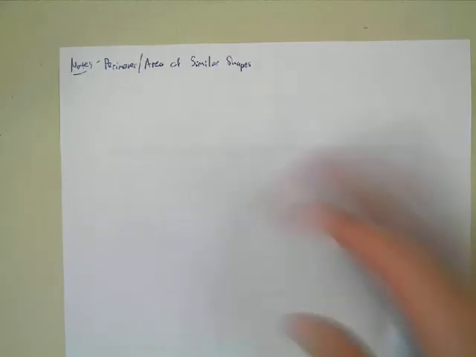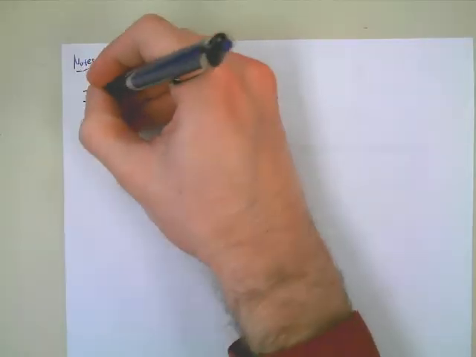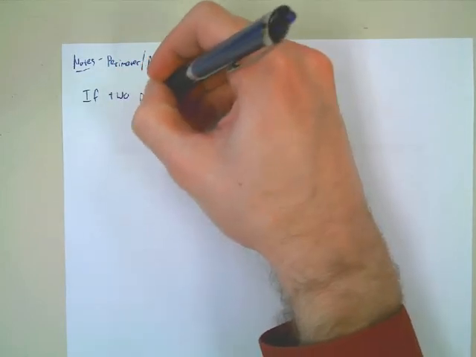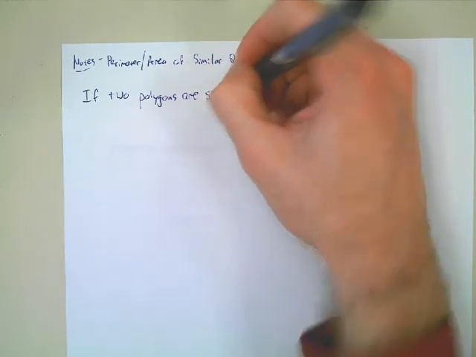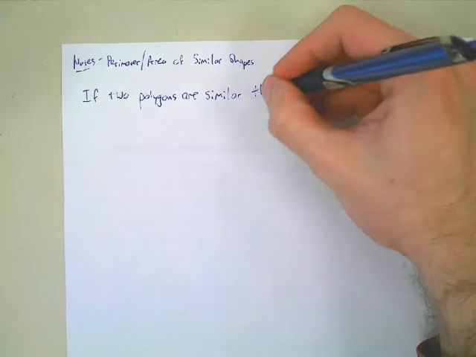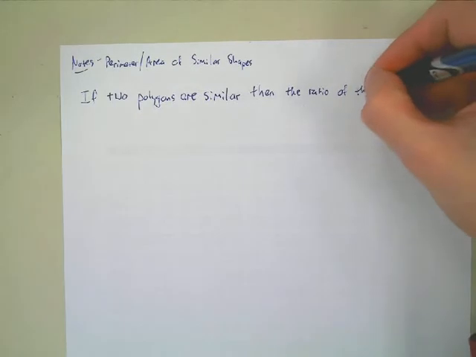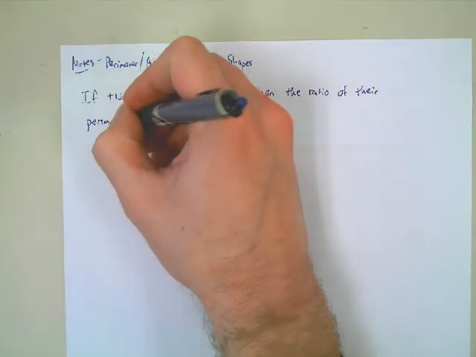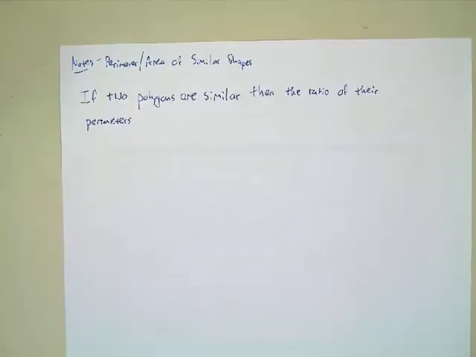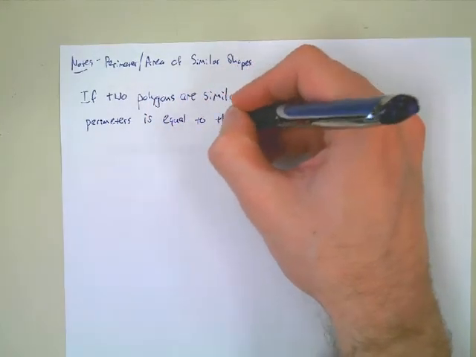Summarize a little bit here after that little activity, okay? So let's summarize kind of what we talked about then. So if two polygons are similar, then the ratio of their perimeters is equal to the ratio of the corresponding sides.